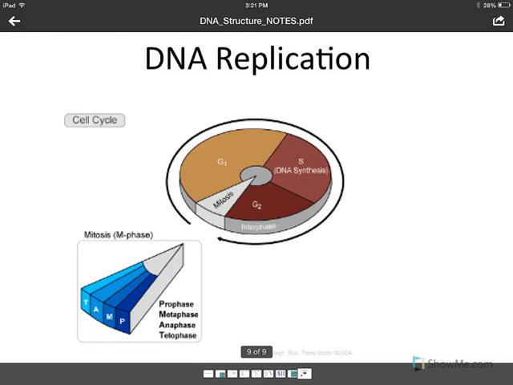So this video is all on the process of DNA replication. This is going to focus on mostly level 2s and some level 3 objectives regarding replication.